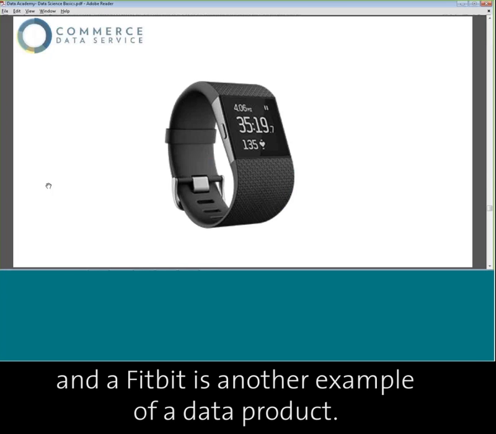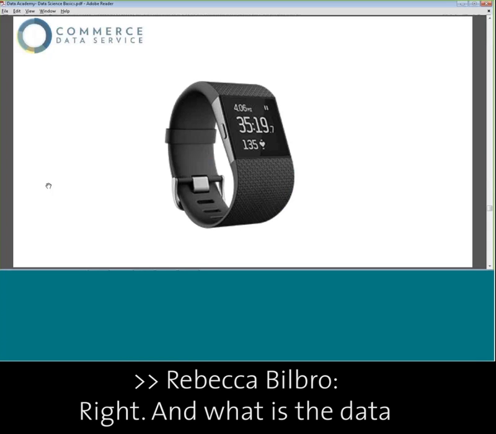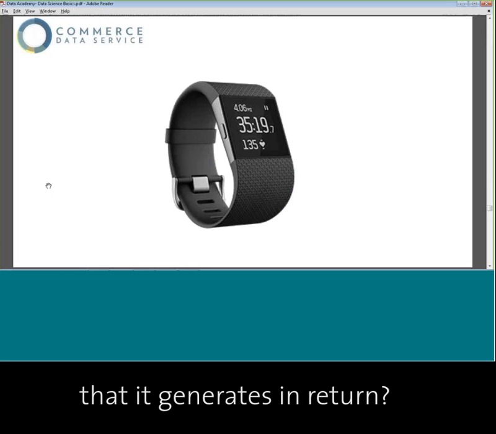This is a Fitbit. And a Fitbit is another example of a data product. What data is it taking in? What's the fuel? Right, and what is the data that it generates in return?